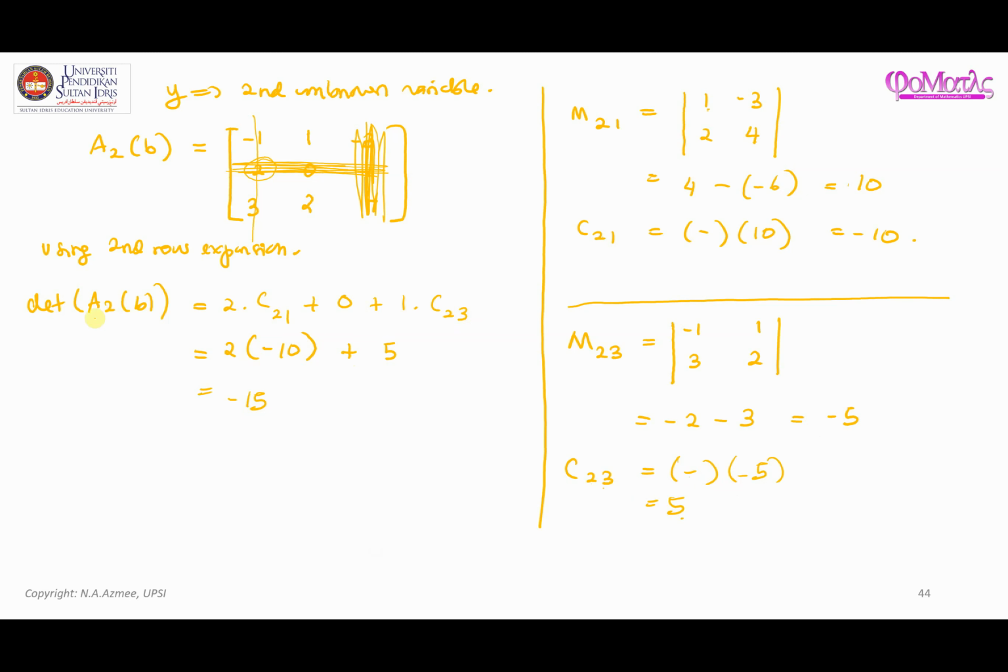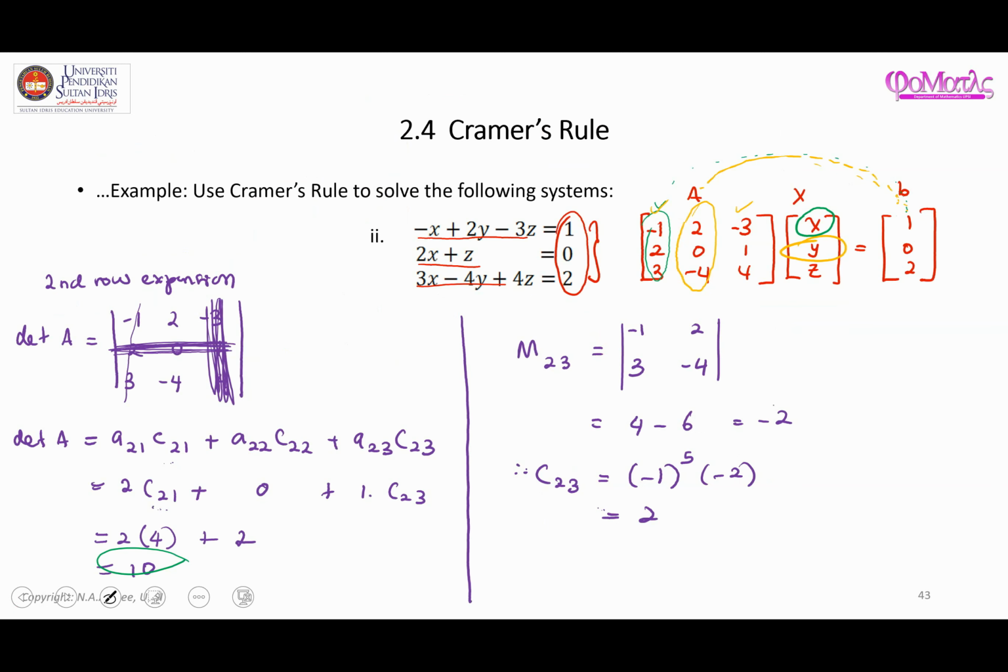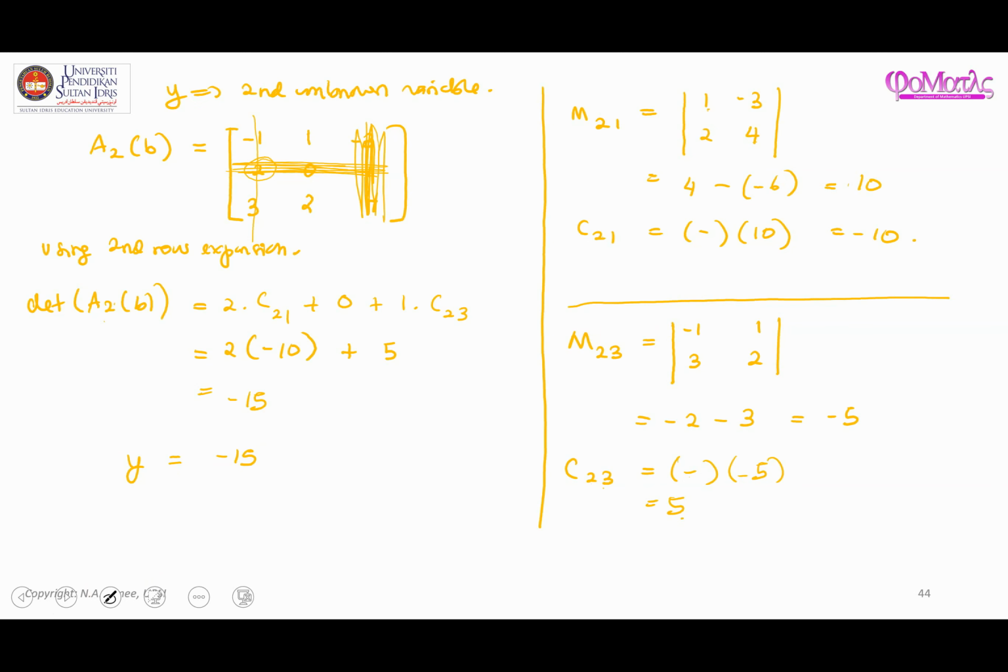So this is the determinant of this matrix. Now you can find the value of y as: take this value, negative 15, divided by the determinant of the original matrix A. So negative 15 divided by 10. You can simplify that and it will be negative 3 over 2. Okay, so that is the value of y.